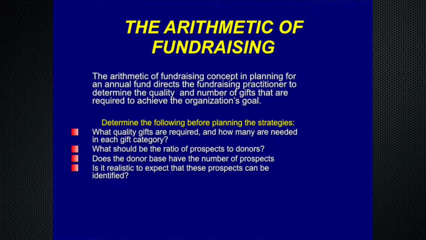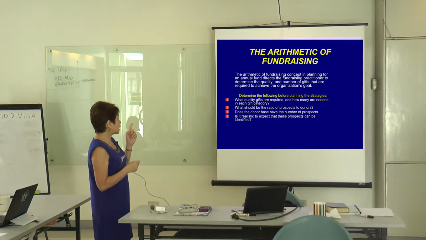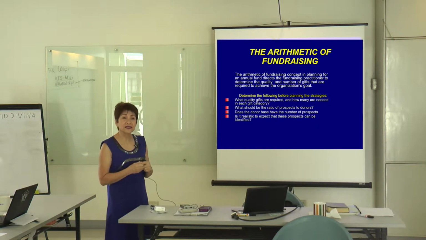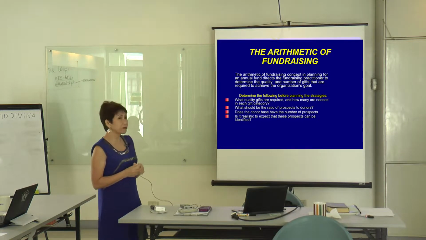Now, how many prospects do you need for each category? And then, does the donor base have the number of prospects? So there is some work that we need to do in order to come up with that table. Now, another question to ask is: is it realistic to expect that these prospects can be identified? So you have names of people for each of the categories, and then you will have to determine the quality or the amount of gift that they are capable of giving. So let's proceed. So far, so good.